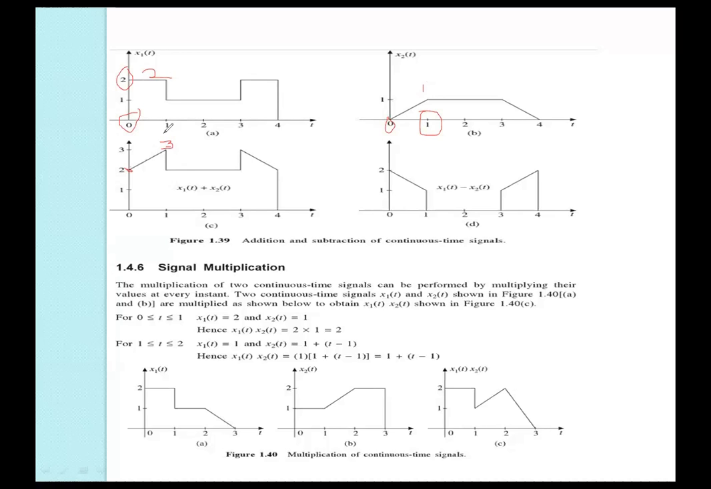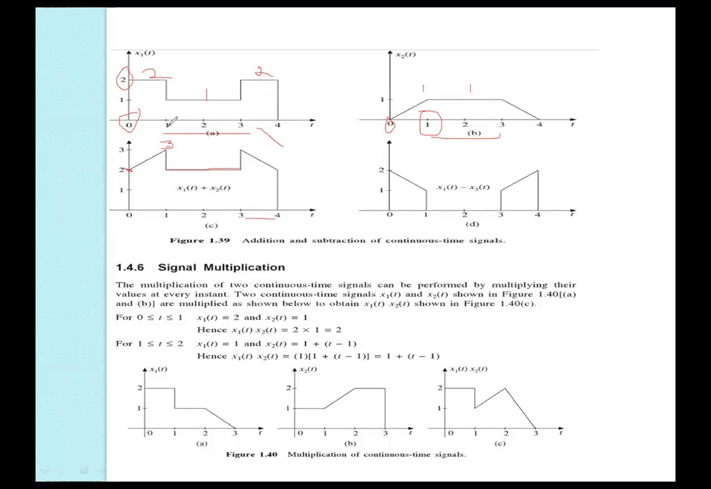Got it? From the range of 1 to 2, x1 is 1, and from 1 to 3, the value of x2 is also 1. So in the total range of 1 to 3, when these two signals are added, you get the magnitude of 2 here. Understood?